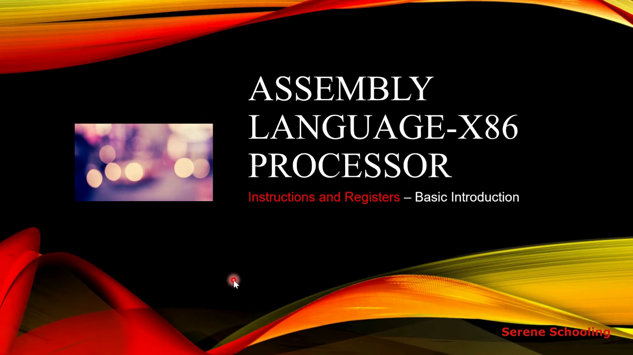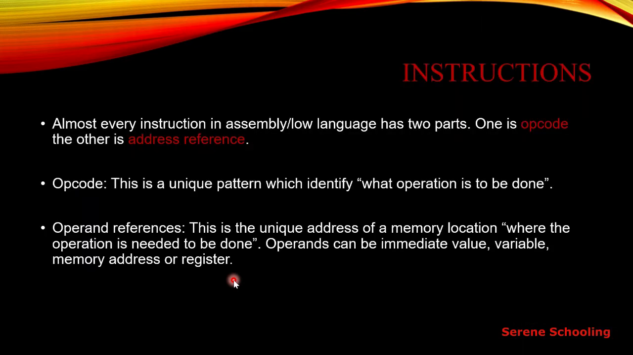So guys, we are starting off with assembly language. Assembly language, also abbreviated as ASM, is any low level language in which there is a very strong correspondence between the instructions in the assembly language and the machine code instructions. Right. So coming toward instructions, basically instructions, or you can say statements, in assembly language are quite simple as compared to the high level languages.